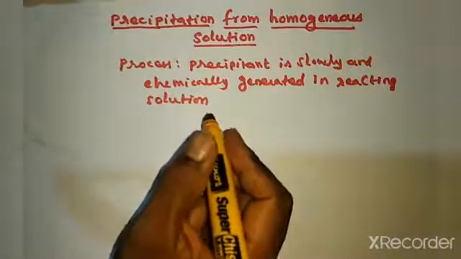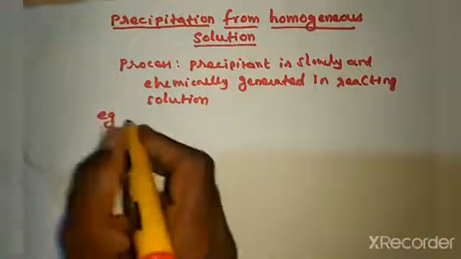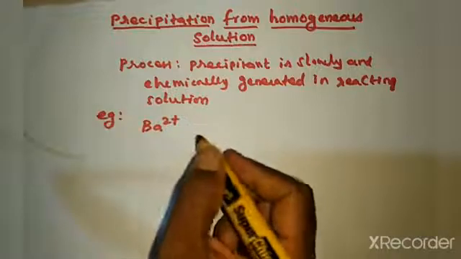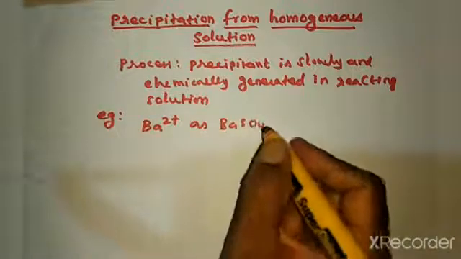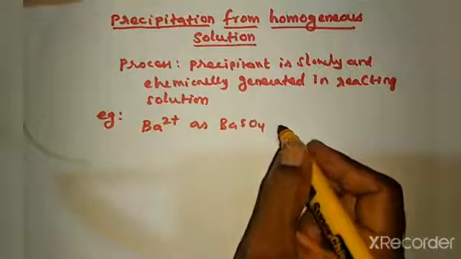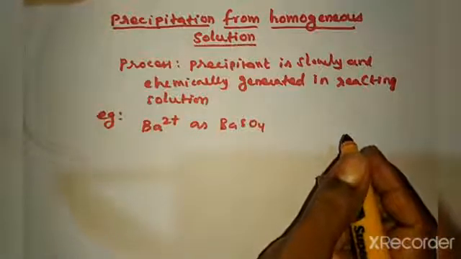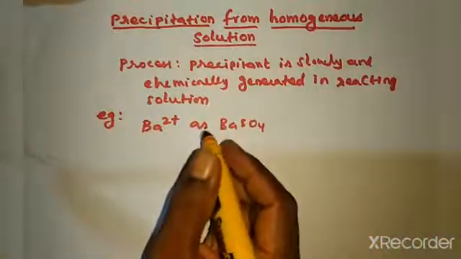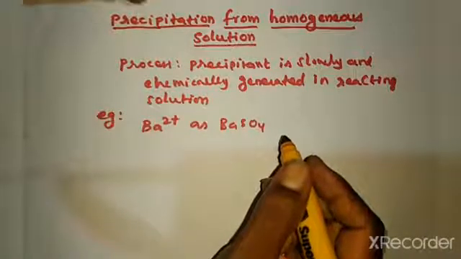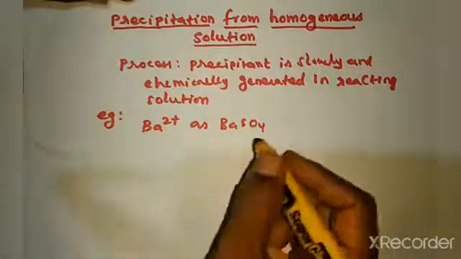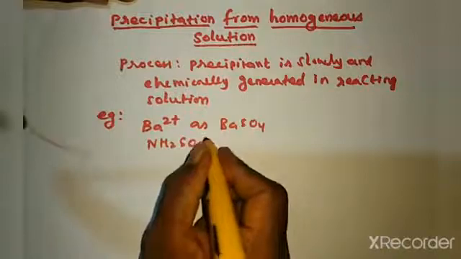Let us take an example and discuss precipitation from homogeneous solution. For example, we take barium ion. Barium ion is precipitated as barium sulfate by mixing barium solution and a solution containing a calculated excess of sulfamic acid. Here we are going to precipitate the barium ion as barium sulfate by using sulfamic acid. The formula for sulfamic acid is NH2SO3H.